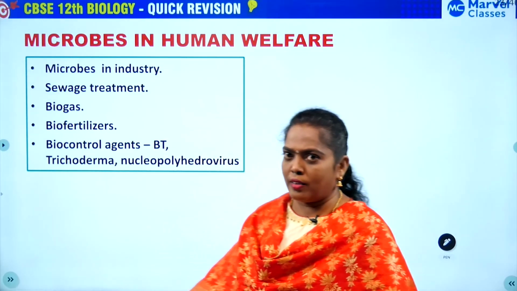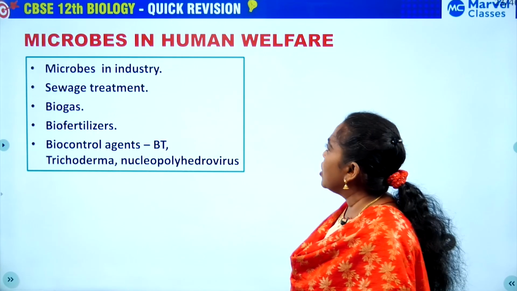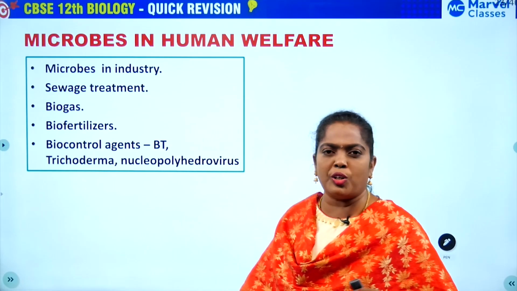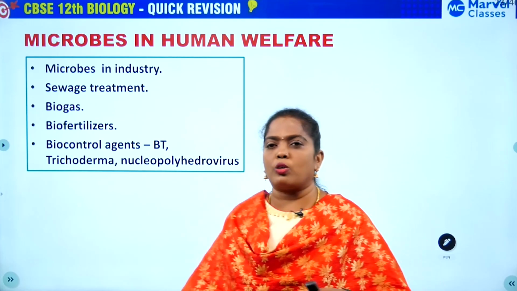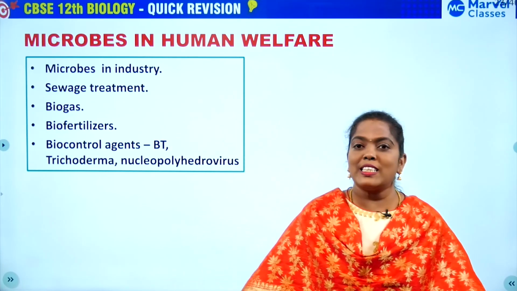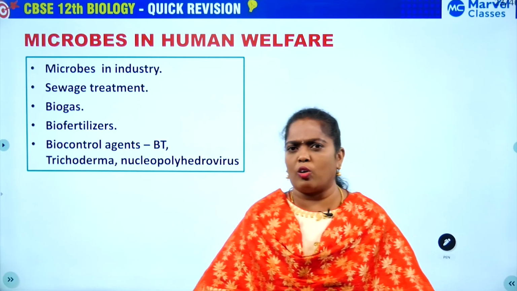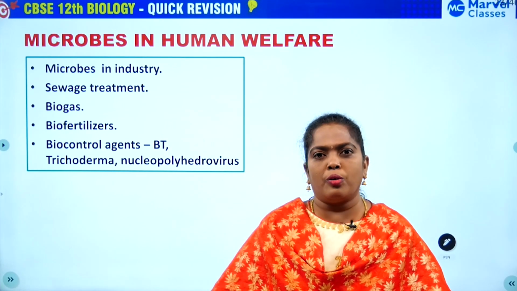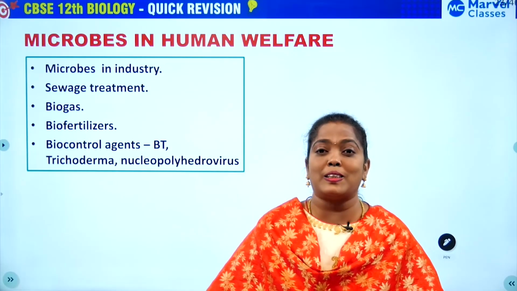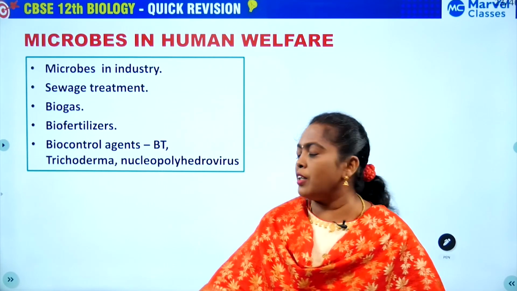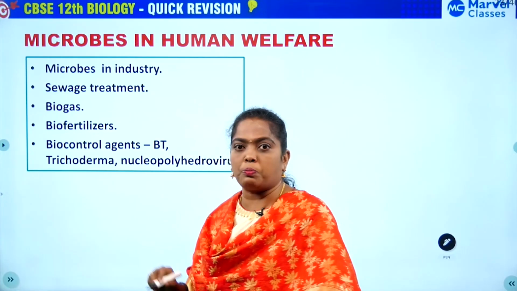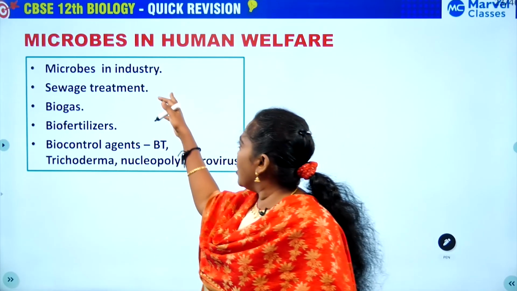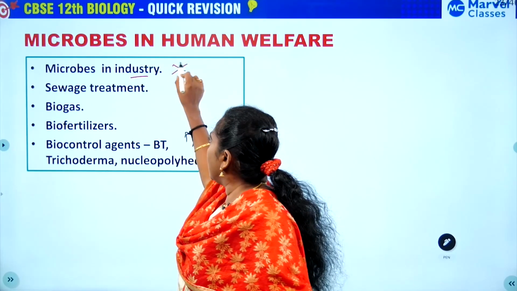Okay, then the next chapter is microbes in human welfare. Here you can talk about microbes, how they are useful in your household, and how these microorganisms are useful in the industries. In the alcohol industry or in antibiotics, or chemicals or organic acids, how they are useful. And even you can talk about Monascus purpureus and streptokinase enzymes. So everything you have to learn in this topic.